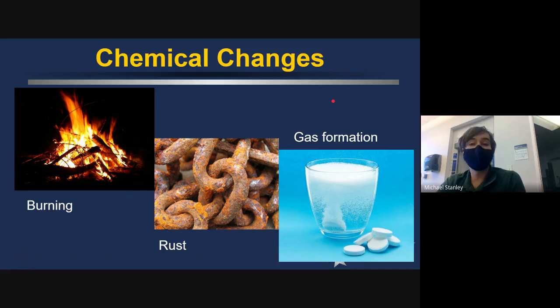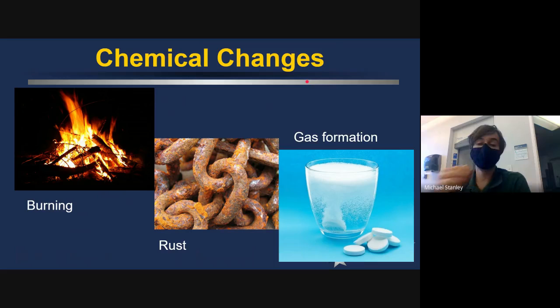So the opposite of the physical changes, because with physical changes, we started and ended with the same stuff. It just looked a little bit different and had a different form. And with chemical changes, we are not starting and ending with the same stuff. Our ending stuff is different from our starting stuff.